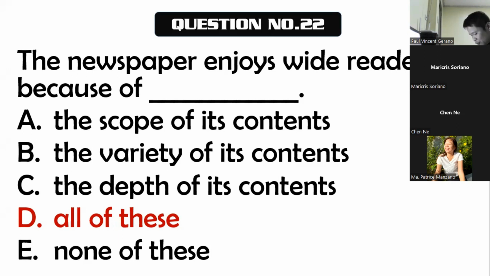Now, the first newspaper came from which country or which city in the world? Saan nagmula ang pinakaunang newspaper sa mundo? Anong syudad o anong bansa? Correct answer is Rome. The first newspaper was called Acta Diurna. It was published by Julius Caesar. Acta Diurna from Rome. The first newspaper in the world. Okay? Question number 23.